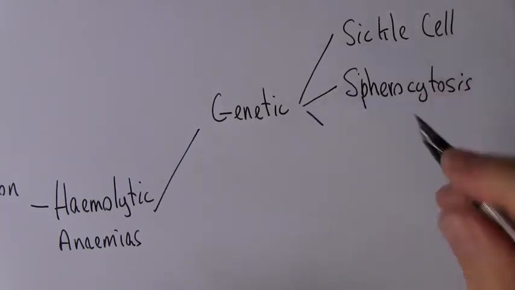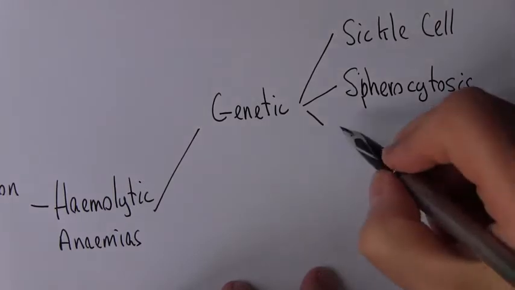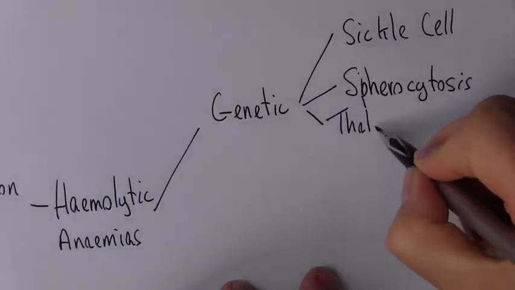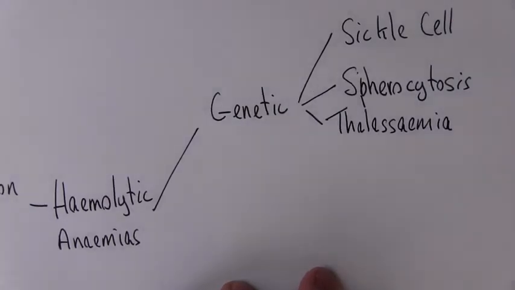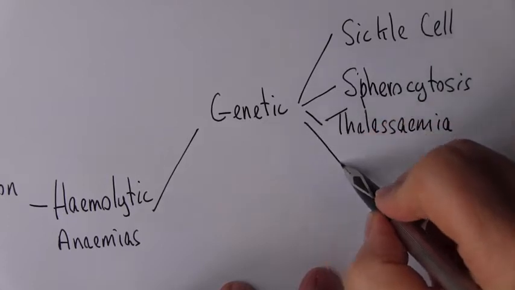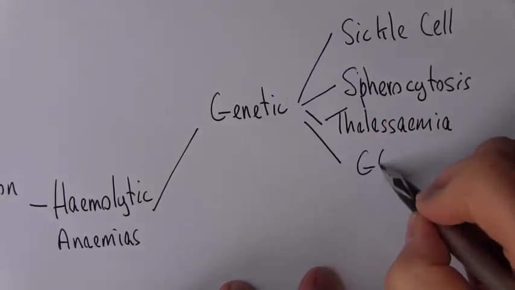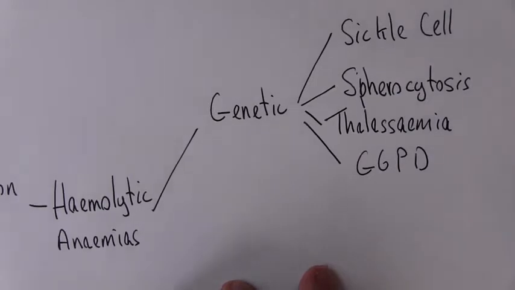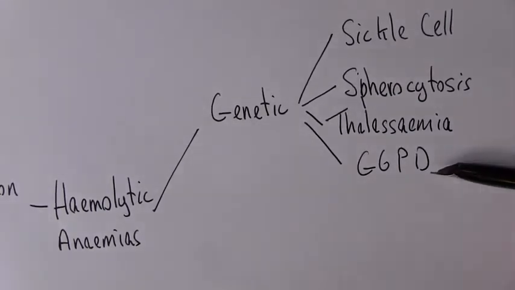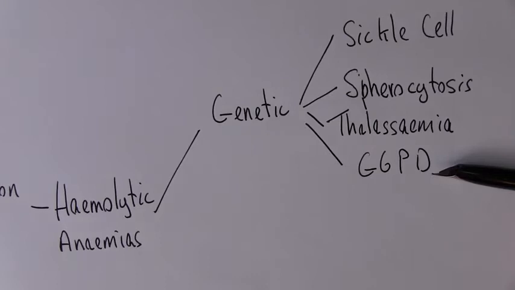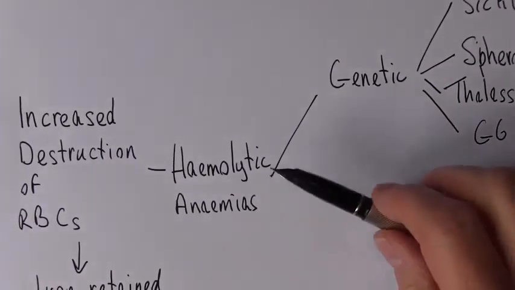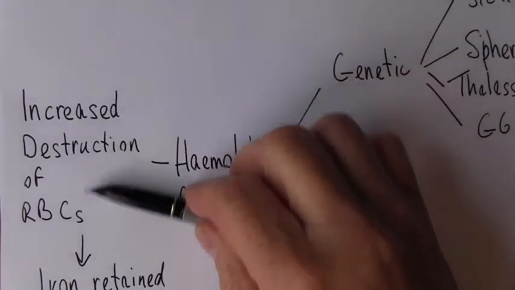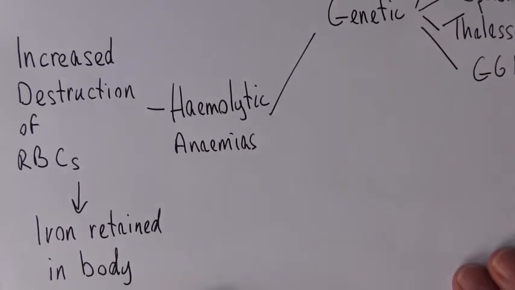Or an abnormality of hemoglobin can also cause hemolysis. Thalassemia. Well, you might have heard of the enzyme deficiency G6PD, where there can be significant hemolysis if the patient is given particular foods or drugs. So there are these genetic causes of the haemolytic anemias where we have increased destruction of the red blood cells, but the iron is retained in the body.